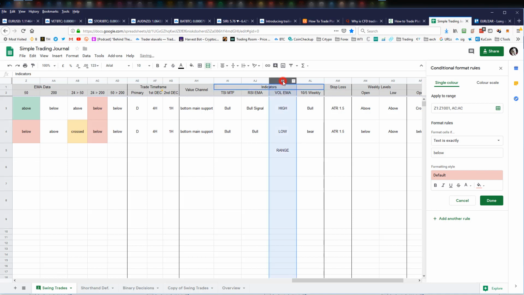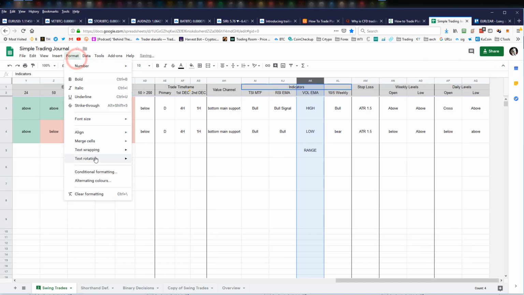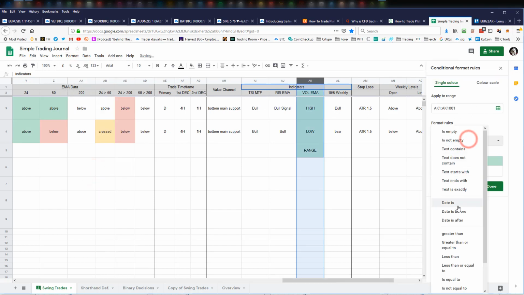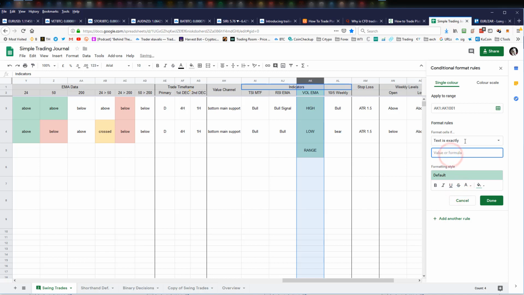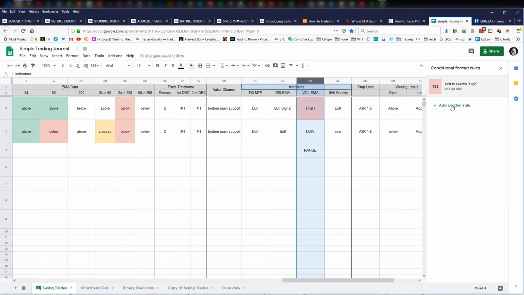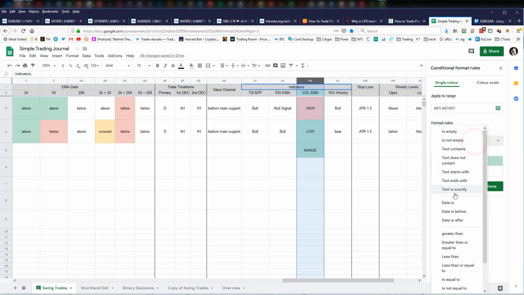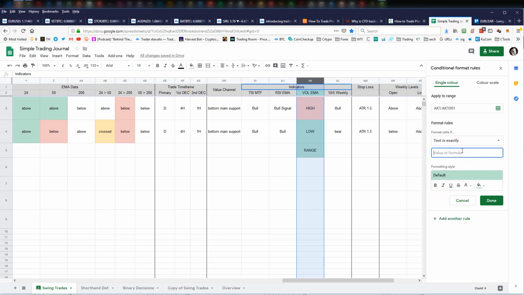And then you do the same type of thing here. You just format your rules: text is exactly, let's go back here. I don't know why it closes when I do that, conditional formatting. So let's say text is exactly high, and maybe we want that to be red. And of course you can make a custom color. And then obviously if it is low, then we want it to be green.